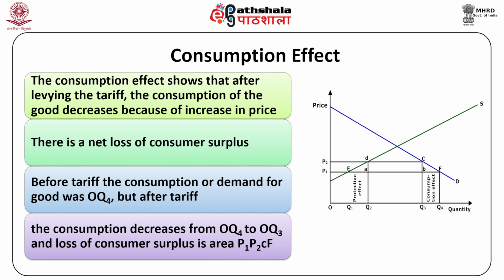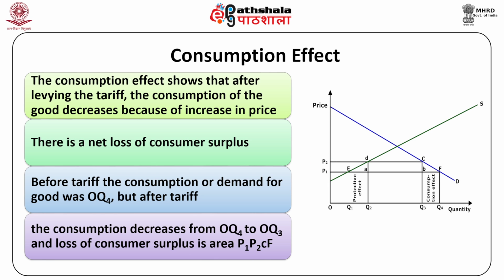The consumption effect shows that after levying the tariff, the consumption of goods decreases because of the increase in price. There is a net loss of consumer surplus. In the figure, we can see that before the tariff, the consumption or demand for the good was OQ4. But after the tariff, the consumption decreases from OQ4 to OQ3. And the loss of consumer surplus is area P1, P2, CF.